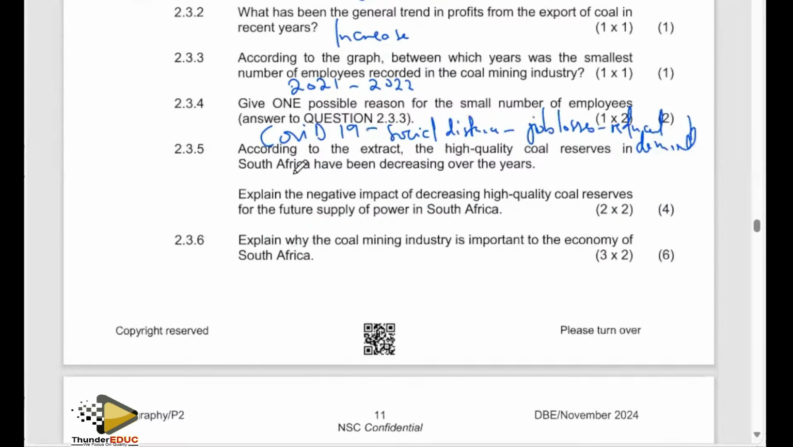We go on to the next question. According to the extract, the high-quality coal reserves in South Africa have been decreasing over the years. Explain the negative impact of decreasing high-quality coal reserves for future supply of power in South Africa. How is it going to impact the power supply, given that the quality reserves are declining in quantity with continued mining over the years? If you are explaining this, you want to analyze the implications on the power supply. There will be limited power supply in the future.